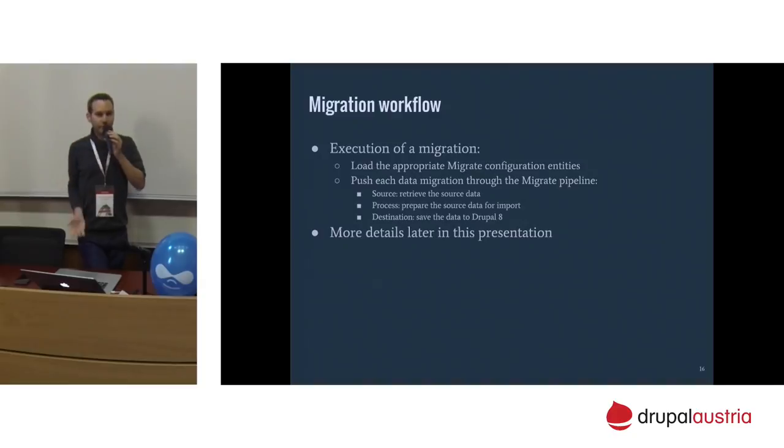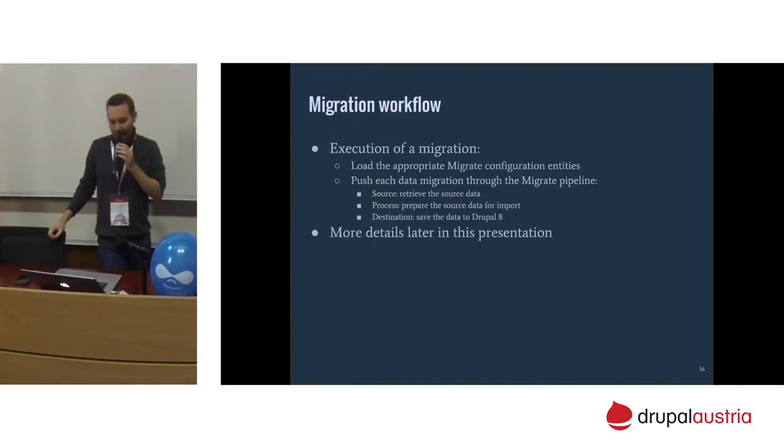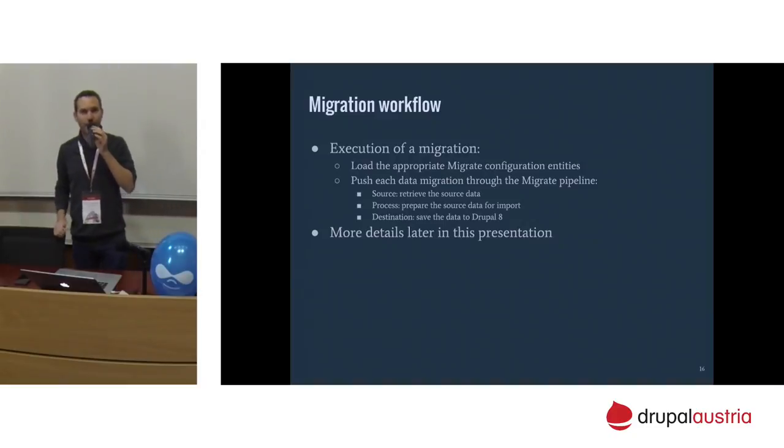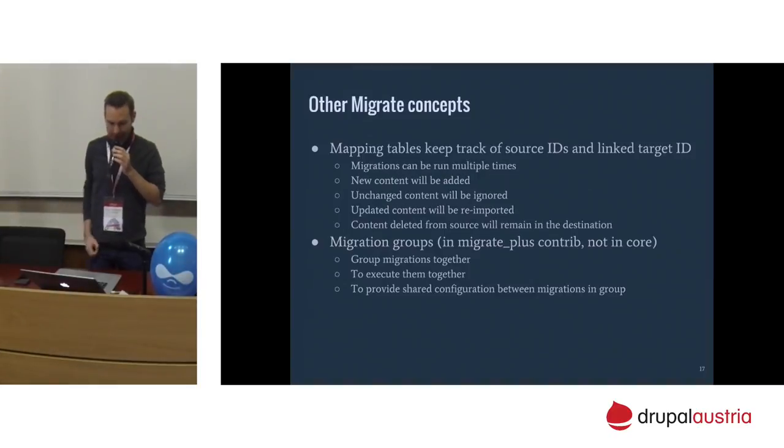First, we get the source data. This is defined in source plugins. Then we process the data, defined in process plugins. So we prepare it for import into the destination, which is the third part of the pipeline, to save the data in Drupal 8. I'll get into more details about each of those three in the next slide.